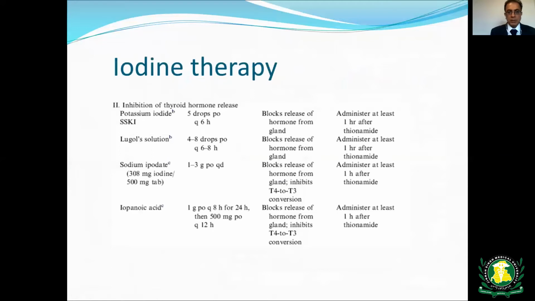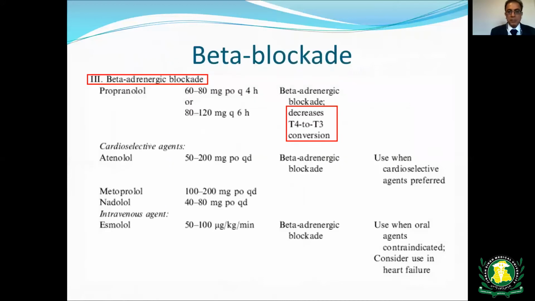The other things you can use are the Lugol's solution, sodium hypothalamic, and then the beta blockers. This is very important because the adrenergic system is fully activated, so you have to treat with beta blockers, otherwise symptoms will not settle. The treatment of choice beta blocker is propranolol, which is still commonly used. It helps reduce the beta adrenergic activity.